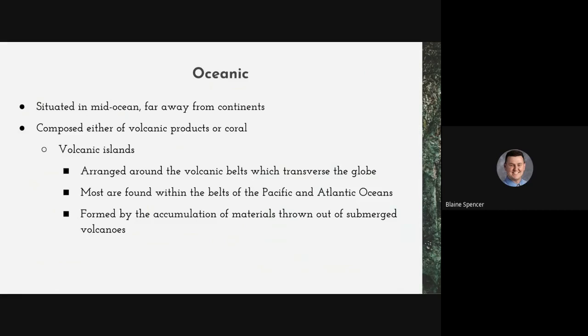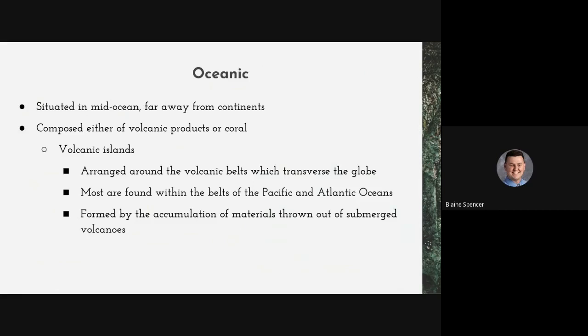All right. And within each of these oceanic islands, there are two types of islands that are created. These islands are created either by volcanic products or by coral. Those are the two types of islands that are created. The first type of oceanic island that we're going to talk about is a volcanic island. These islands are arranged around the volcanic belts which traverse the globe.